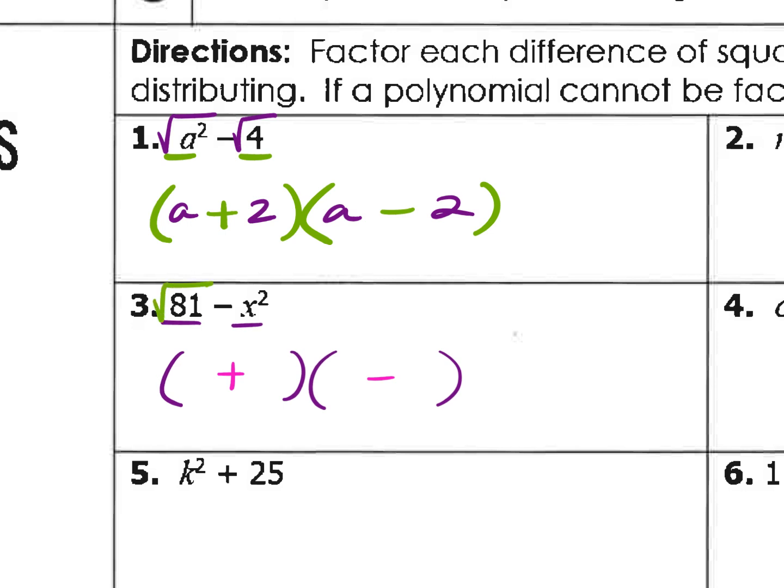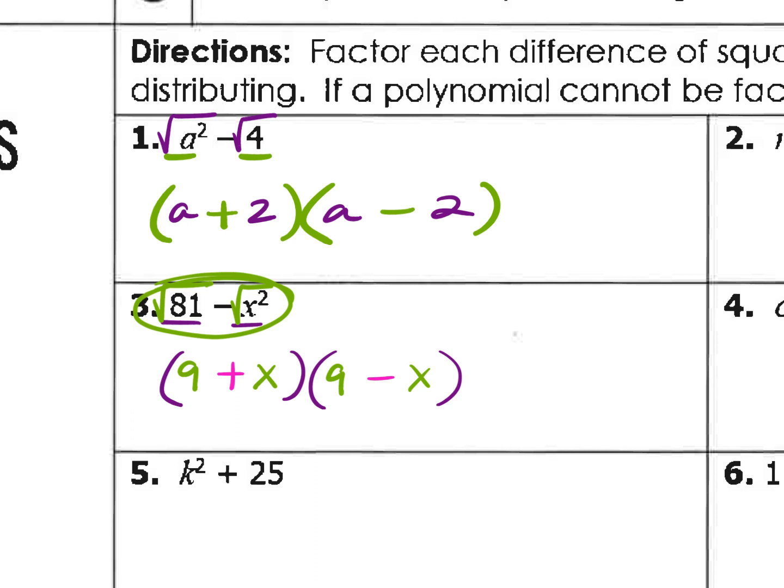Square root. We're going to square root 81 and we get 9. Those are going to go in the front. We're going to square root x squared. What's the square root of x squared? It's x. So 9 plus x times 9 minus x. And again, if you want to check it, FOIL. When you FOIL it, it should end up like this, and it does.